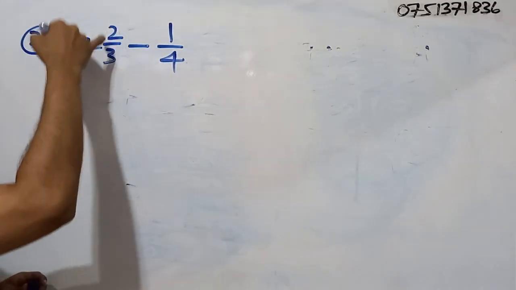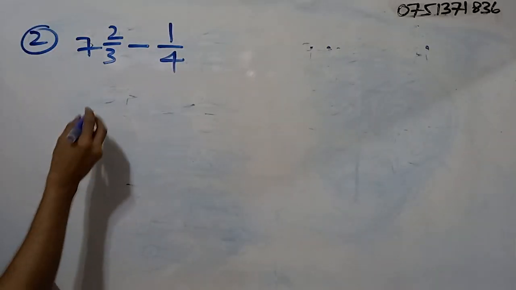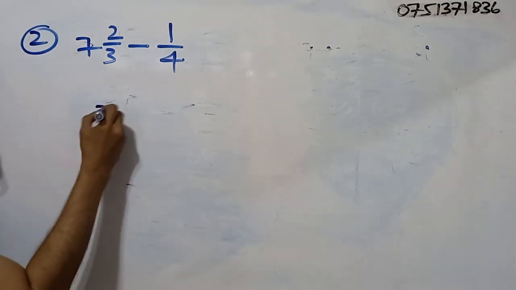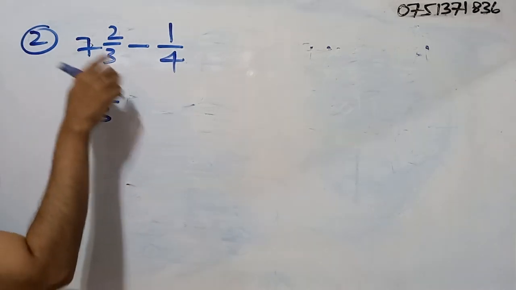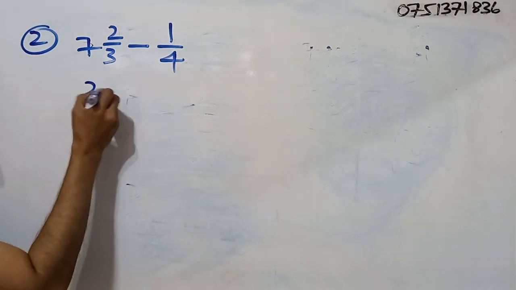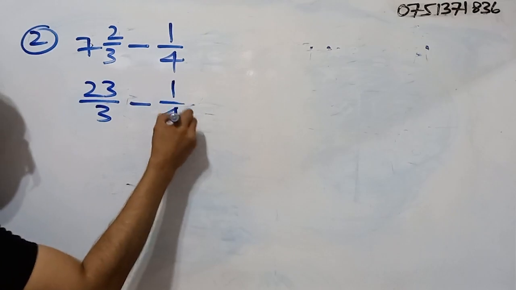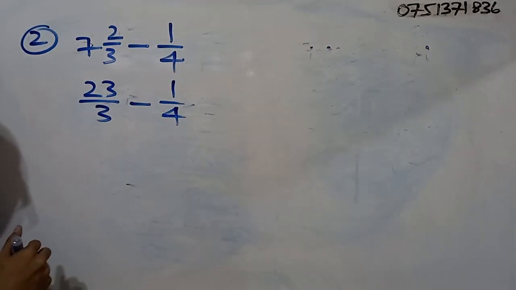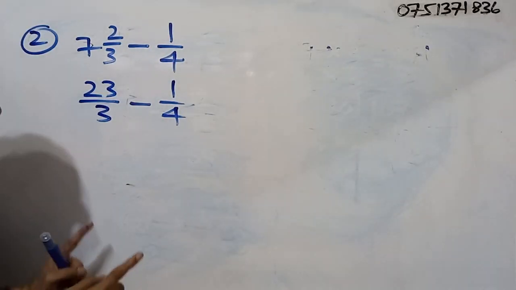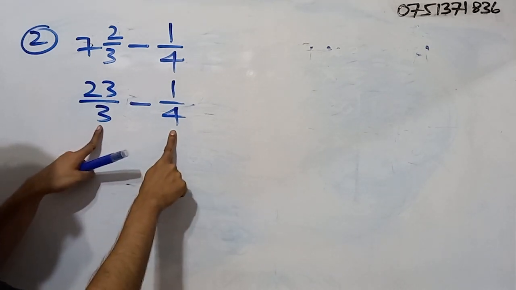Okay. So first of all, we will convert this into what? Improper fraction. So here, denominator is 3. 3 into 7, that is 21. Add the 2, it becomes 23. Minus 1 by 4 or 1 quarter. We have two fractions where the denominators are different. So what's the LCM of these two fractions?